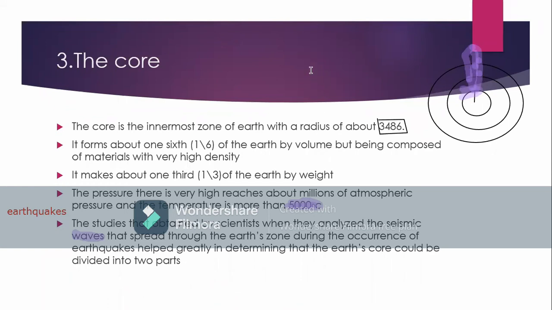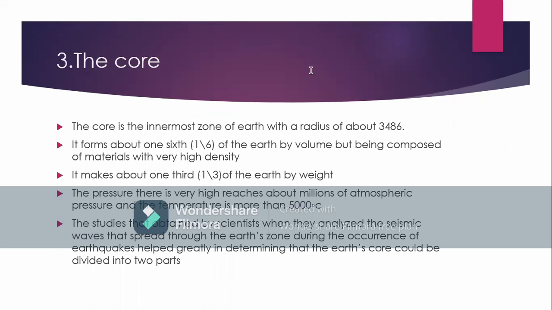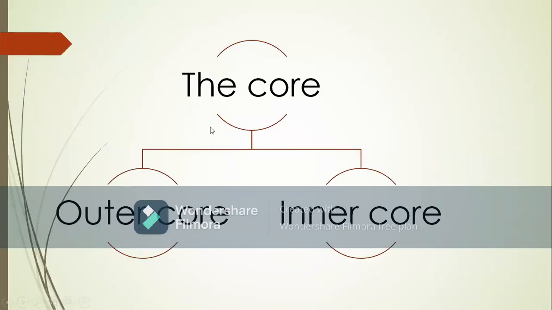So the scientists know about the material that exists in the core from earthquakes, because seismic waves make some cracks and the material is expelled out to the crust. From this material we can determine what the core contains. The core is divided into outer core and inner core.